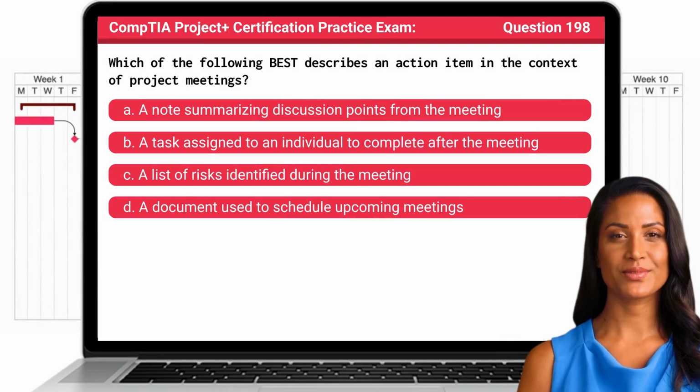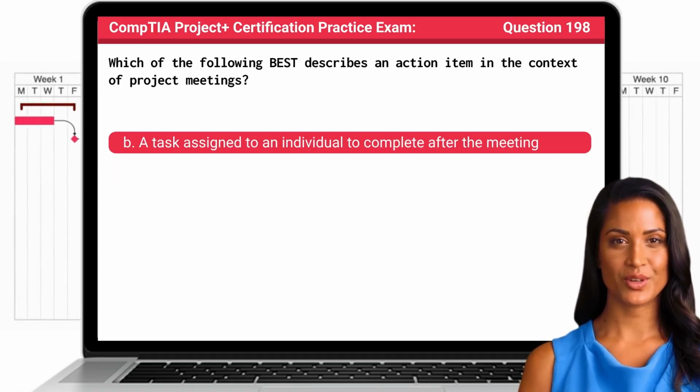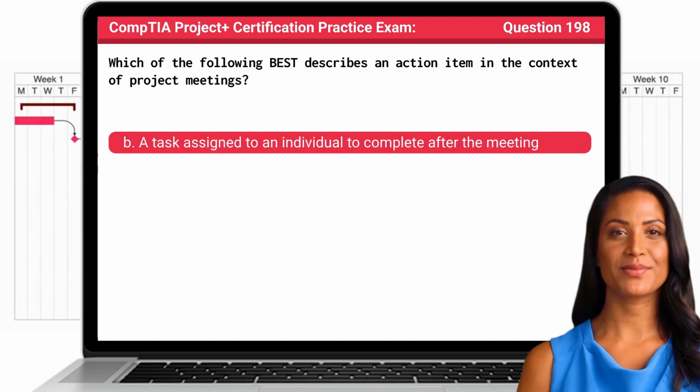Question 198. Which of the following best describes an action item in the context of project meetings? The answer is B. A task assigned to an individual to complete after the meeting.